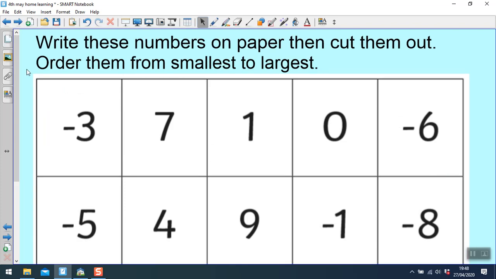Right, a task for you. Write these numbers on paper, then cut them out. Order them from smallest to largest. Pause the video while you do this.